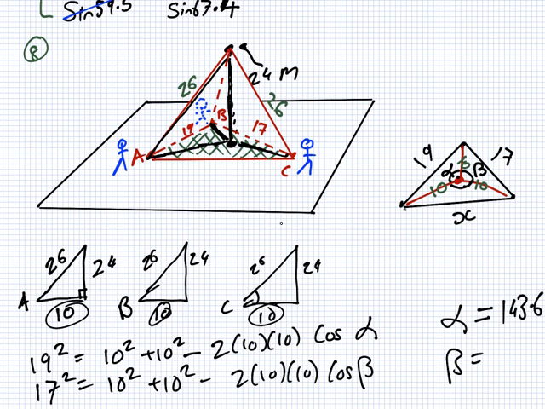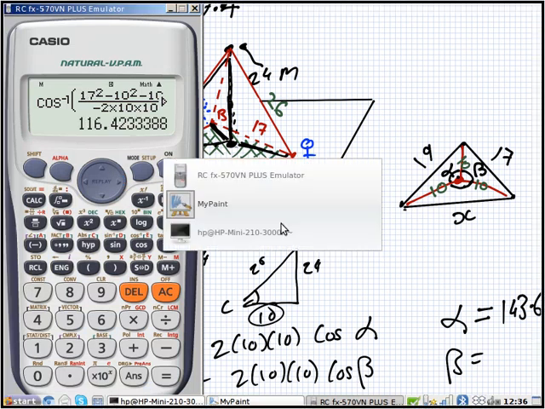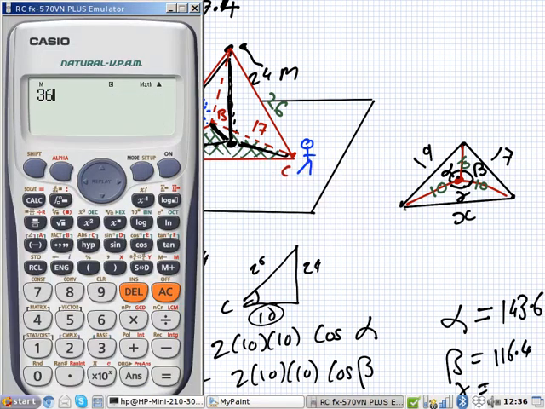Now let's get my beta. My beta is going to be 116.4. So now let's get my last angle, gamma. Gamma will be 360 minus 143.6 minus 116.4. 100. Right?